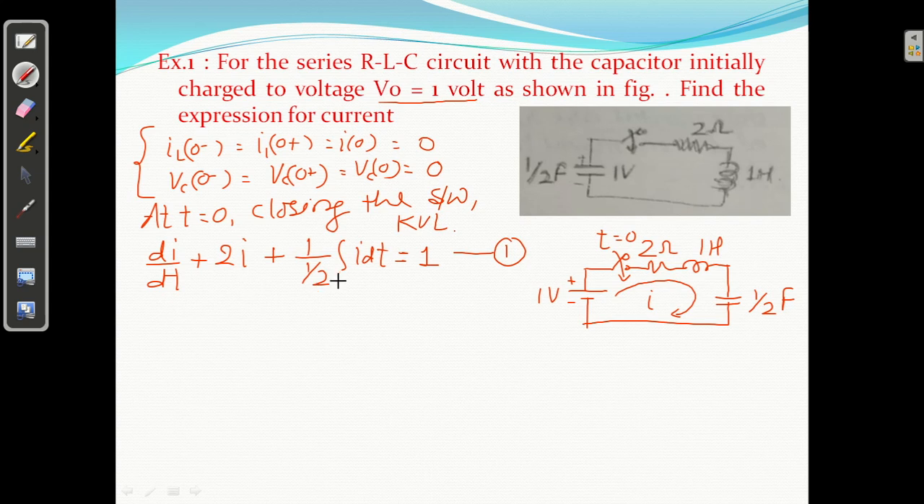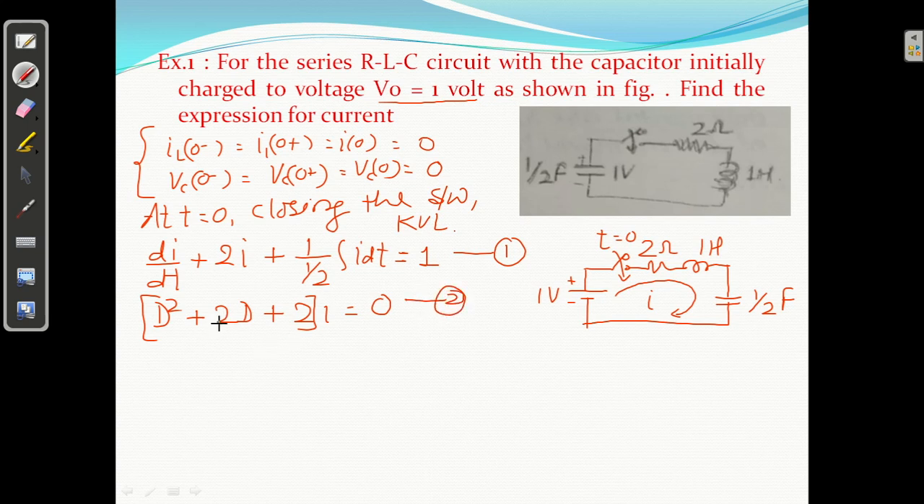Now this is an integro-differential equation. This is integration, this is differentiation, so I am going to differentiate it. After differentiating you will get d squared i by dt squared, plus 2, differentiation of i which is di by dt, plus i common, since 1 by 1/2 gives 2, so 2i, equal to differentiation of 1. Differentiation of a constant is 0. So I am getting this equation.